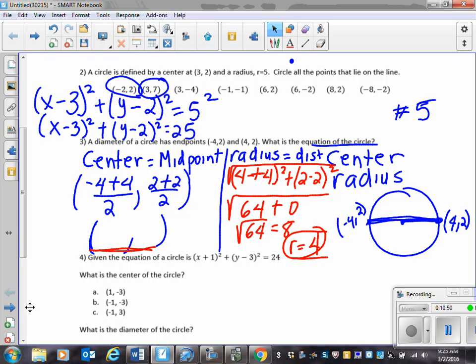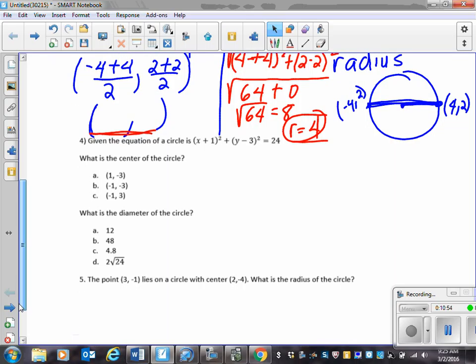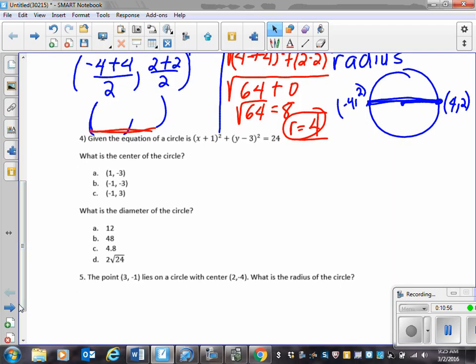Number 4, it says that given the equation of a circle, 1 plus x plus 1 squared plus y minus 3 squared equals 24. What is the center of the circle and what's the diameter of the circle? So based on this, I need to know what's my center and what's the diameter. So, but I need to know the radius first.